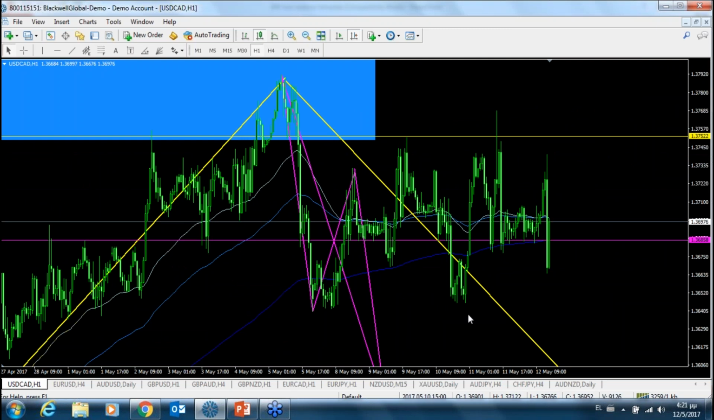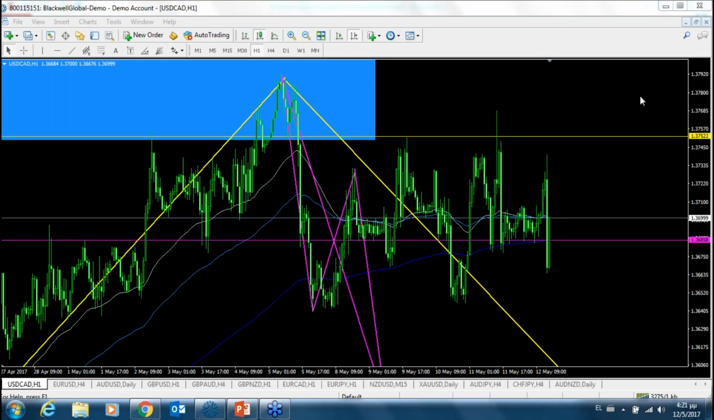So we're waiting for all this sideways movement, going up and down, until it settles down to a decision of trend. And once it goes under 1.3670 and under, you could then consider a trading area.